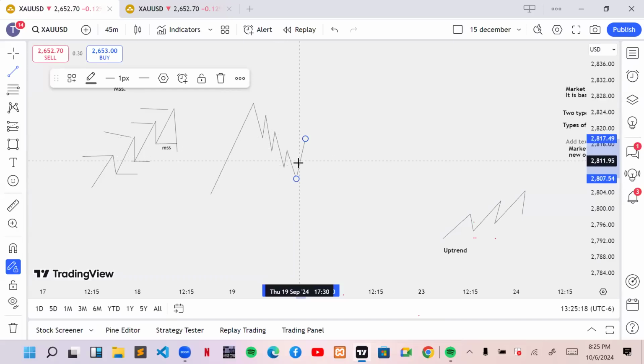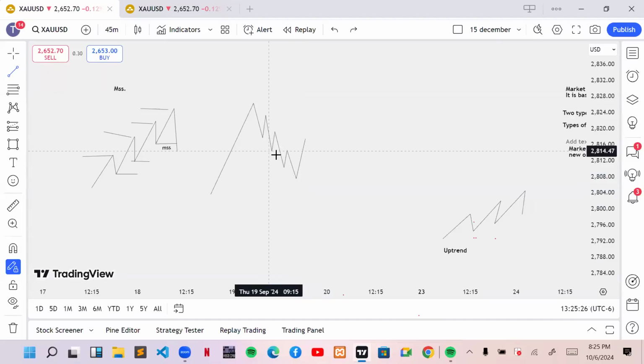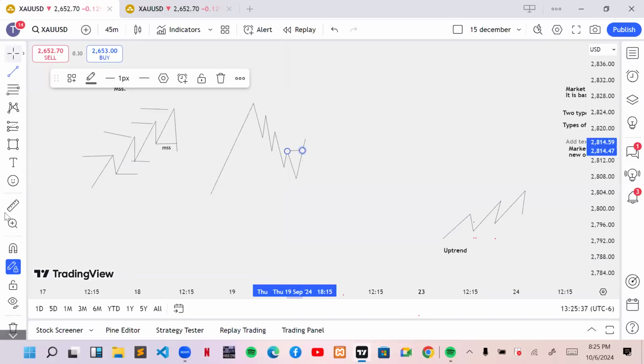Then the market was supposed to make another lower high here to continue the downtrend, but instead it made a higher high, meaning that this market is no longer in a downtrend. It's now changing direction to the upside because there was a market structure shift. So this was where the market structure shift for this particular trade is. I will indicate that with MSS.